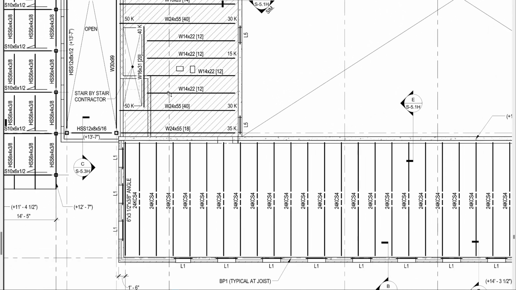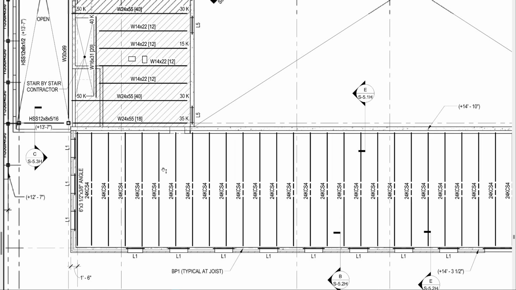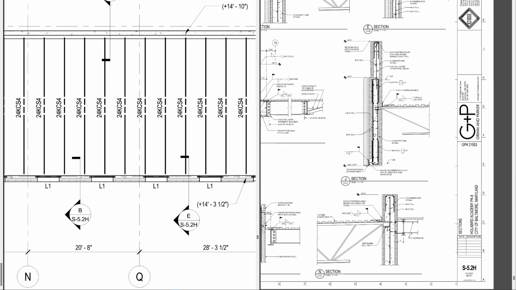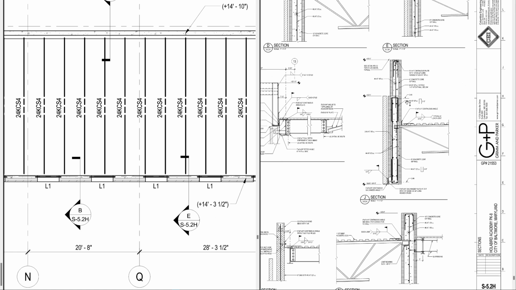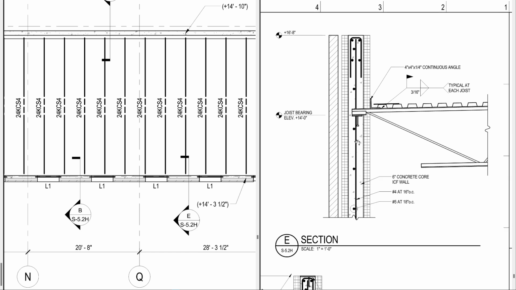All right. So I said we were going to look at a couple of details. And I think we're going to pull up the second screen so that we can go to these details. All right. So now off to the side over here, we have the detail sheet S-5.2H pulled up, and we're looking at right now detail E. All right, so looking at this detail, you can see this is the wall, the ICF wall, 6-inch concrete core ICF wall. That's what we see right there. And then you have the actual deck, these joists, and that's what you see right there. That's that joist.